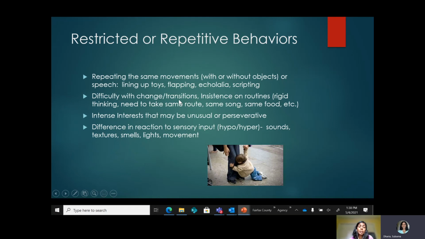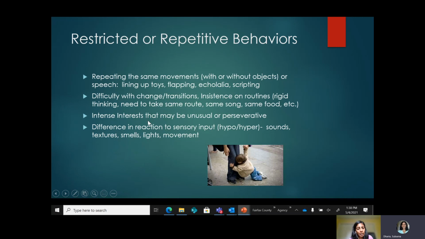And transitioning from a place of preference to another place can be a consistent challenge sometimes for these children, even when you discuss it ahead of time or give them time to adjust to that.